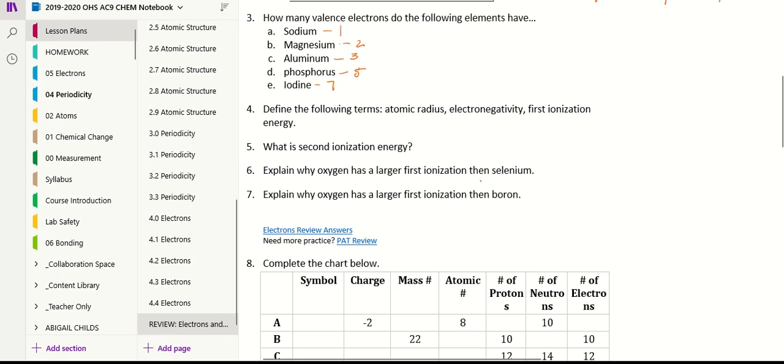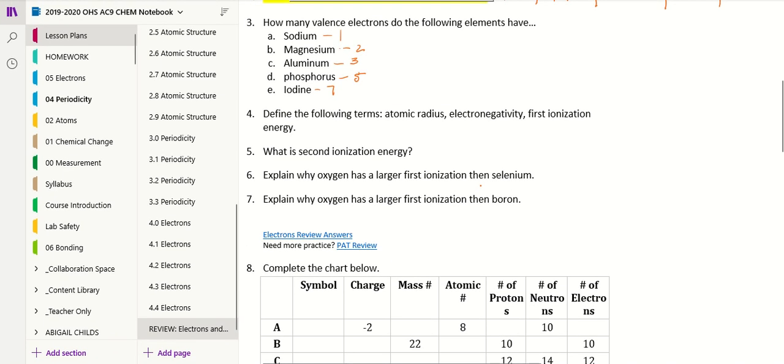Okay. So, jumping down here, what is your definition for atomic radius? So you have 2 definitions I'll actually accept here. One is not really a great definition, but you know the definition of radius. It is from the center point of the nucleus to the outermost electron. But what's the problem with this definition?